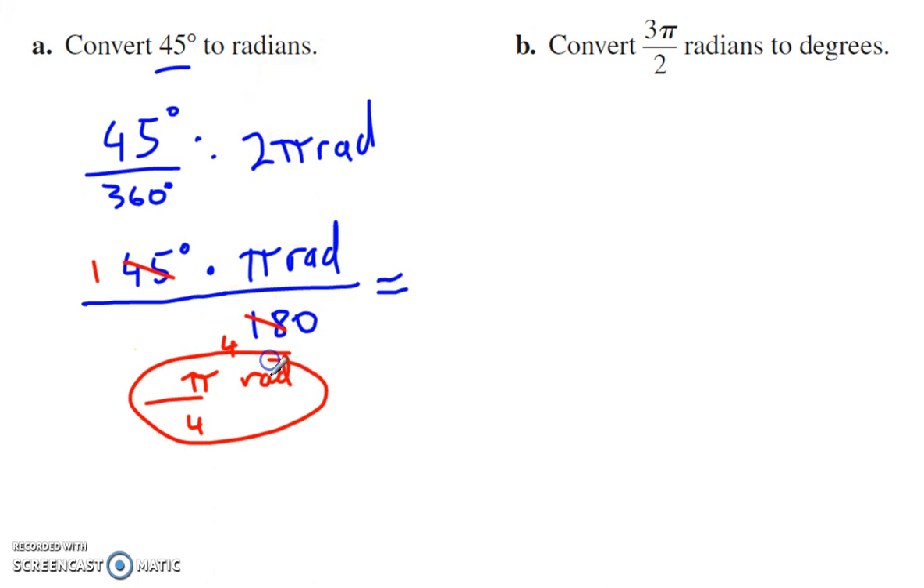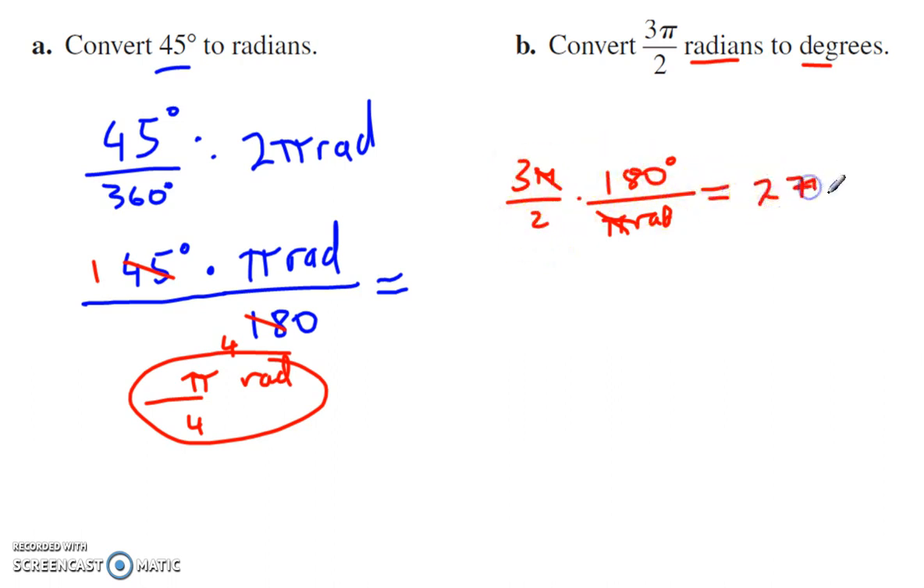Now, if we want to go from radians to degrees, I'm going to flip this upside down, and I'll say I'm going to take 3 pi over 2 times 180 degrees over pi radians. Notice how pi will cancel out. We can divide 180 by 2, gives us 90. Simplify those. Times 3 is 270 degrees. There you go. That's converting between radians and degrees.